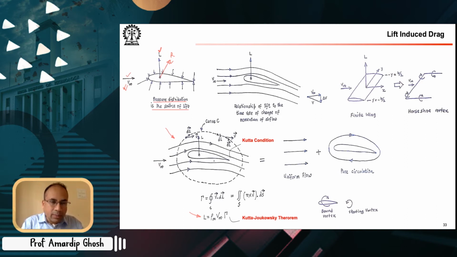As you can see, the pressure distribution is created primarily due to the velocity distribution. We will show that the velocity distribution is really a superposition of uniform flow with a pure circulation, and that is what generates the lift. We will talk about these things when we get into the details of lift. So here we see that pressure distribution is the source of lift.